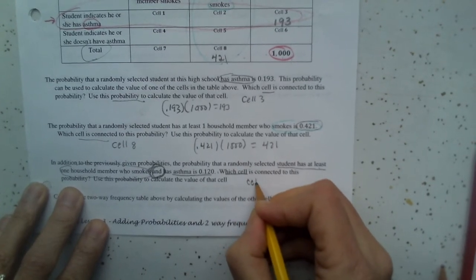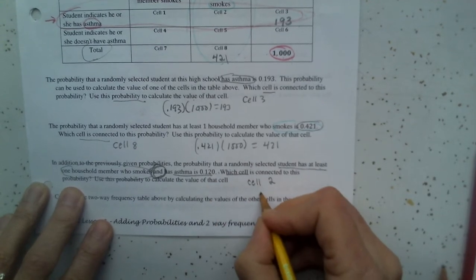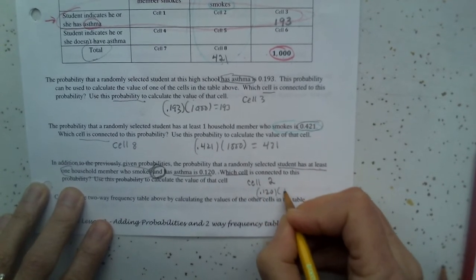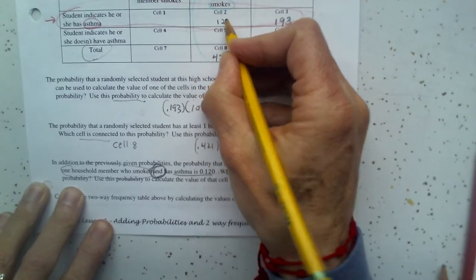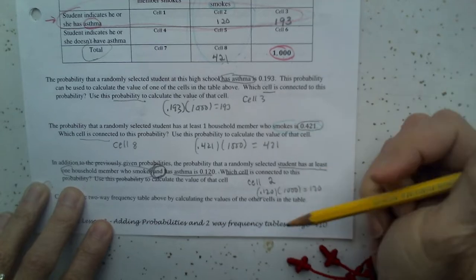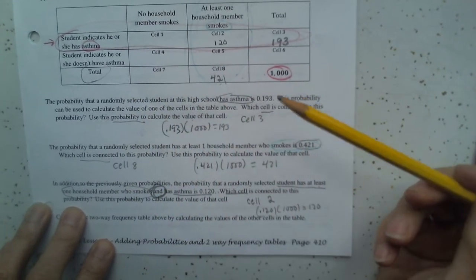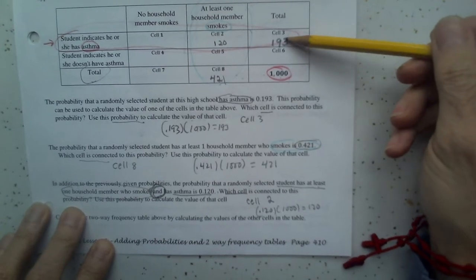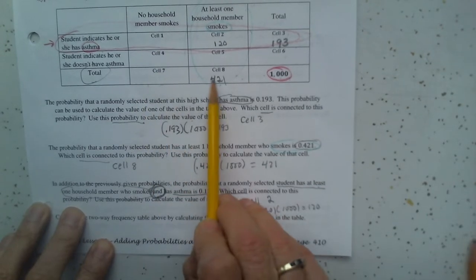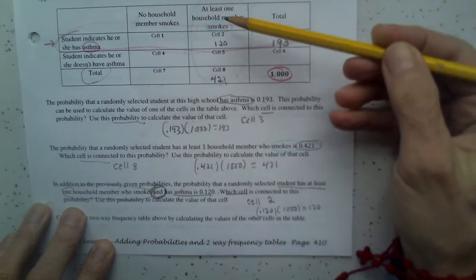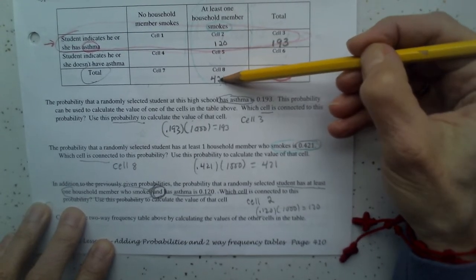That is cell 2. And how do we get that? Well, we have a probability of 0.120 multiplied by the 1,000 people in the high school, and that'll give you 120. So just from those 3 pieces of information that was gathered through the survey, we can fill out this entire two-way table, because in the total column, these 2 cells have to add up to 1,000. These 2 cells have to add up to 1,000. This whole row, or this whole column, these 2 cells have to add up to 421.